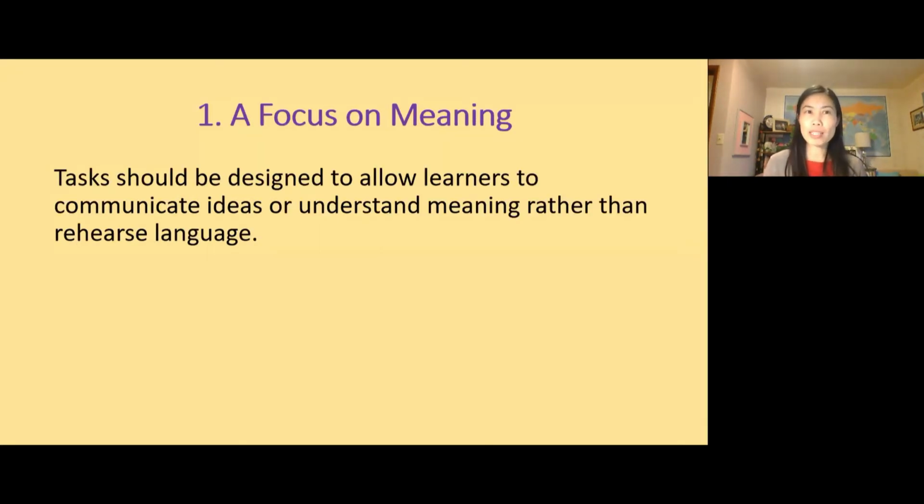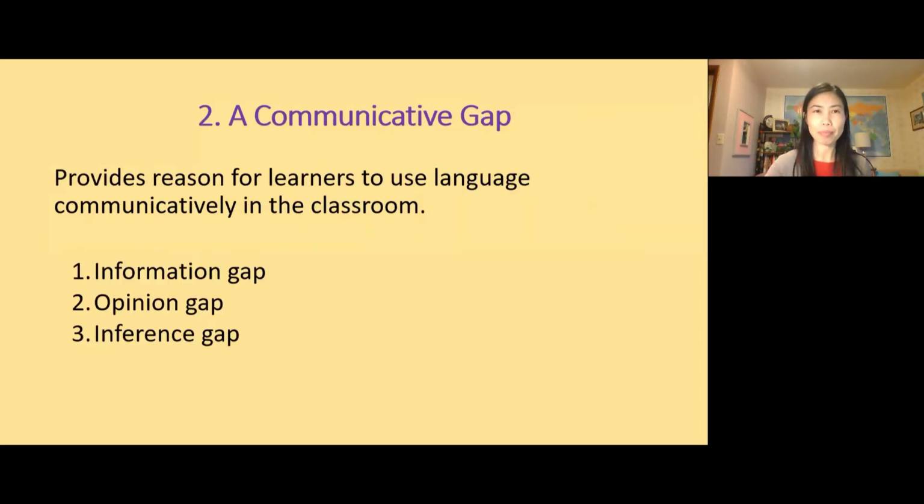First, a focus on meaning. What this means is that tasks should be designed to allow learners to communicate ideas or understand meaning when they listen or when they read something, rather than rehearse language. So for example, when students memorize a word, or when students memorize a rule, or when students fill in the blanks with words provided, that is more language rehearsal rather than a focus on meaning.